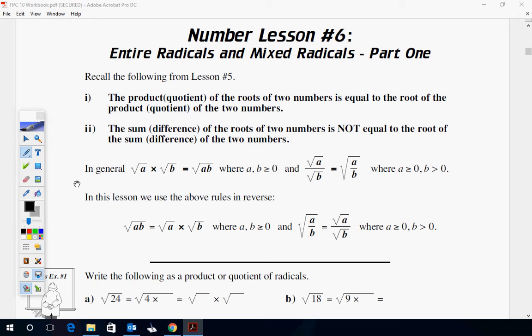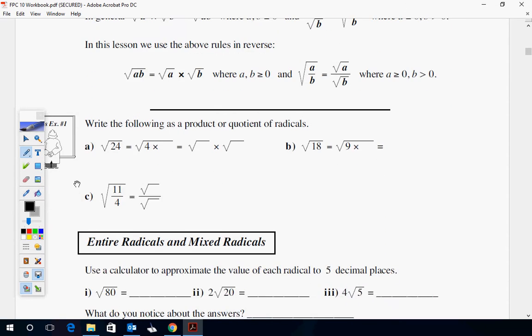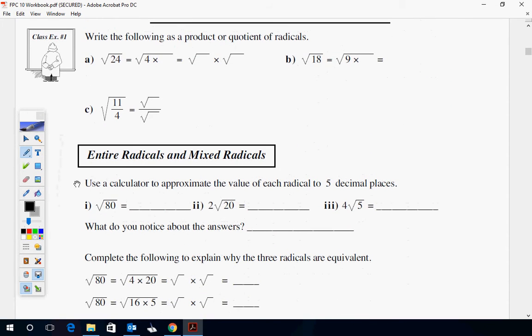Okay, so this is just review. Remember, we can multiply radicals with the same index. We can divide radicals with the same index. Index, remember, that's the square root, cube root, fourth root. Okay, so we've already talked about that. So now we're going to do a little bit of the reverse. So this is how you break down radicals.